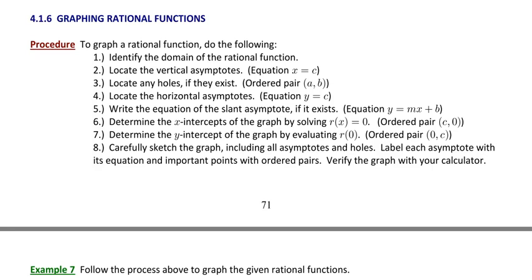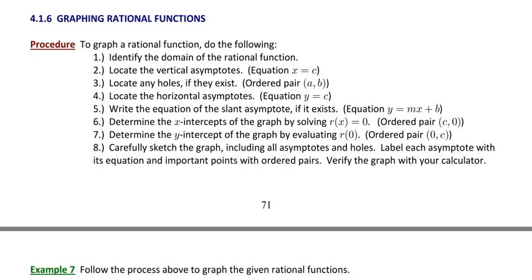And then number 5, write the equation of the slant asymptote if it exists. The form for the equation for a slant or oblique asymptote will be y equals mx plus b. Number 6, we'll look for the x-intercepts by solving the rational function r of x equal to 0. The form for an x-intercept will be some constant followed by 0 as an ordered pair.